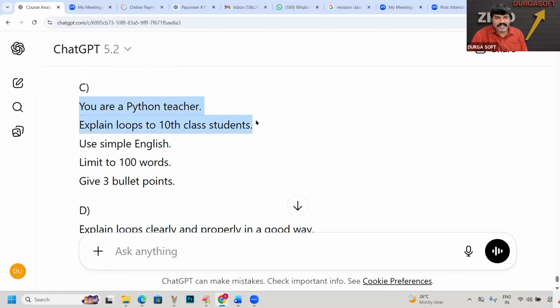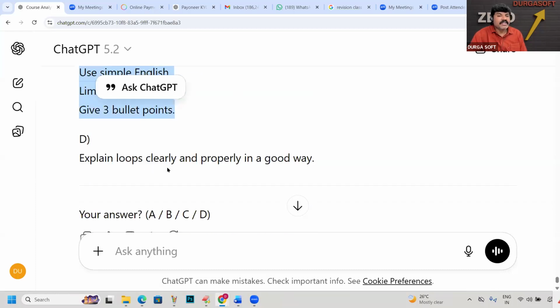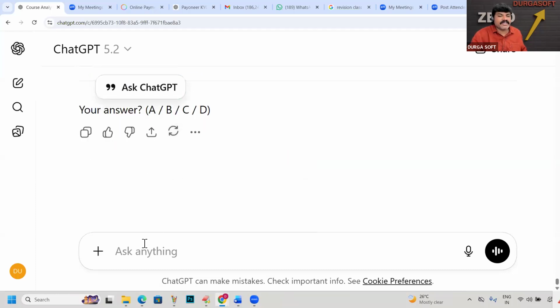Role first, and after that, this one is the task. Next, use simple context. Of course, even the context is available. Use simple English, limit: these are the constraints. The last one is the output format: give 3 bullet points. Like that. Another option is "Explain loops clearly." So which one is the correct answer?